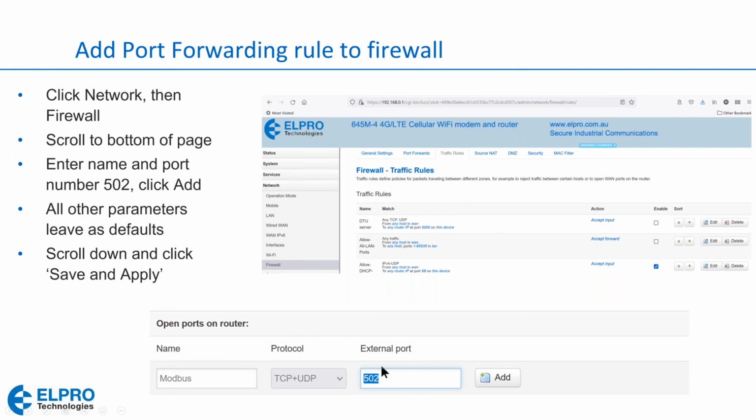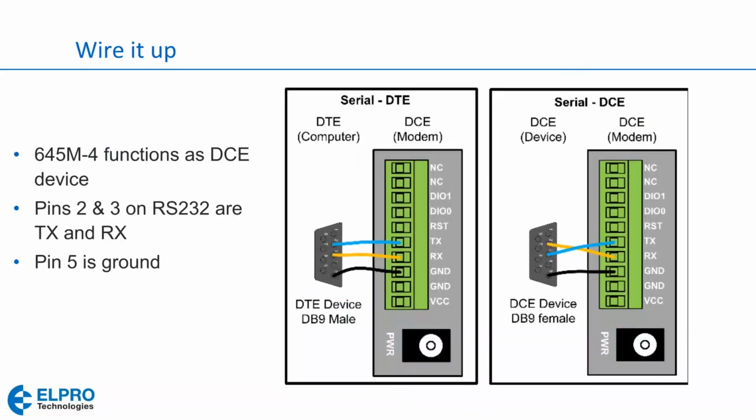Modbus uses port 502. We can leave it open to TCP and UDP, and then we just type in a name. In this case, this is just general text, so we type in Modbus. Then we click on Add, and the next thing you know, you'll see Modbus is one of your rules enabled up here. Then we scroll down and click Save and Apply, and then we need to wire it up.